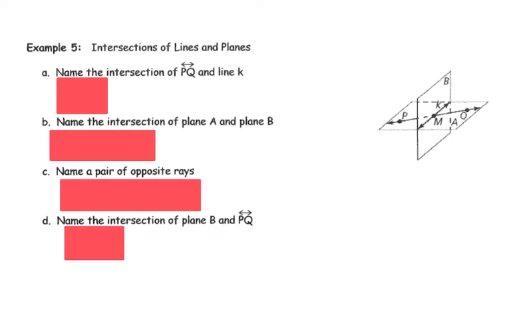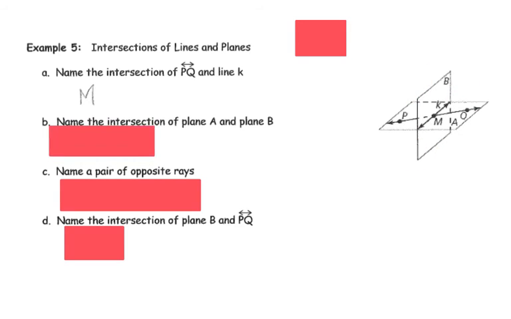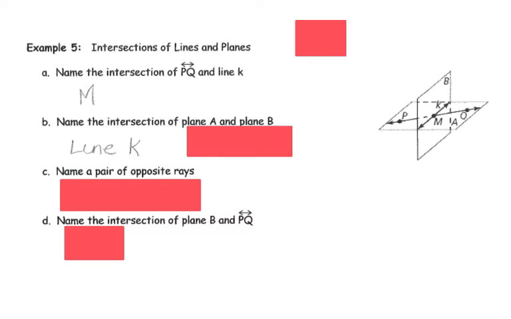Example 5, intersections of lines and planes. Notice we're going to be using this figure here. So A, name the intersection of line PQ and line K. So where those two lines intersect, we get M, point M. B, name the intersection of plane A and plane B. So find them first. Here's plane A, plane B, and the intersection is line K. Notice it is this line right here, line K.